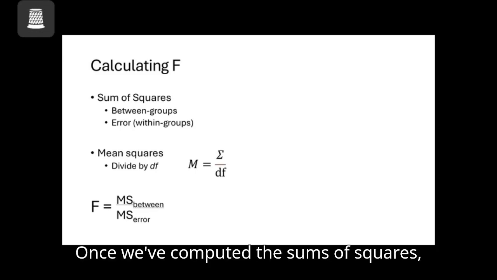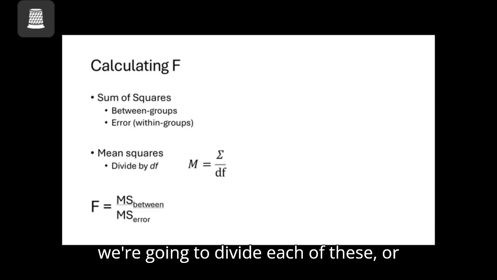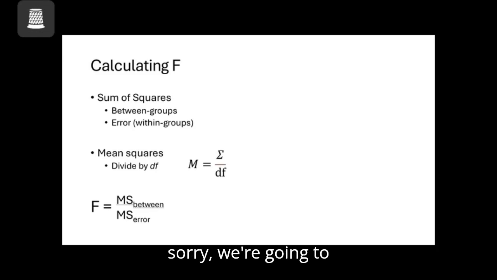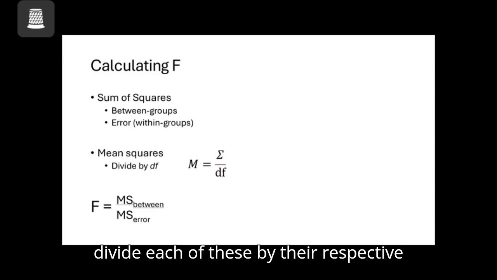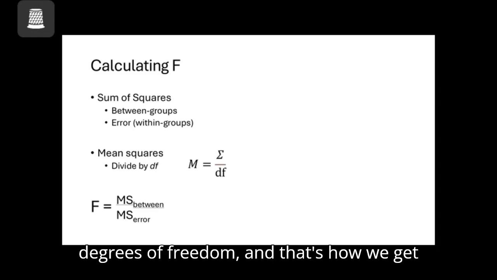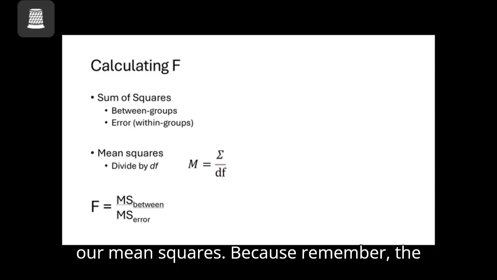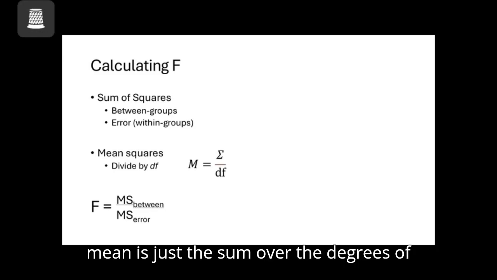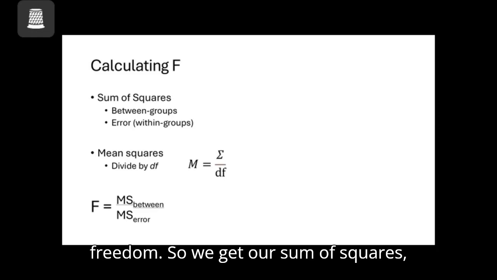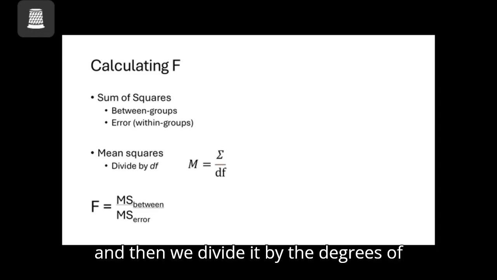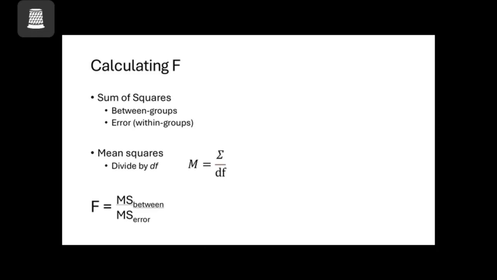Once we have computed the sums of squares, we're going to divide each of these by their respective degrees of freedom. And that's how we get our mean squares. Because remember, the mean is just the sum over the degrees of freedom. So we get our sum of squares, and then we divide it by the degrees of freedom to get our mean squares. And that's how we calculate our F statistic.